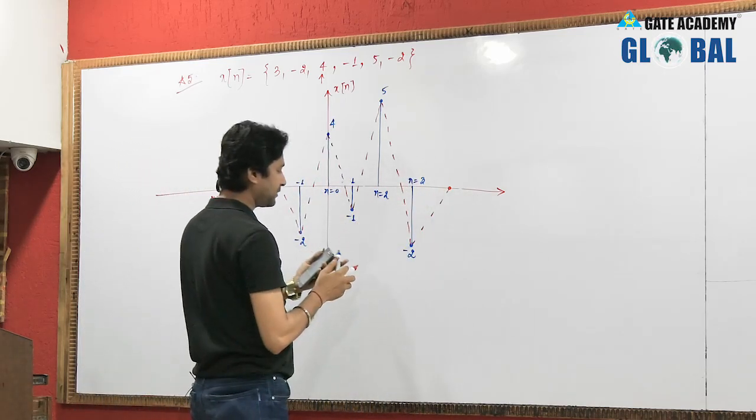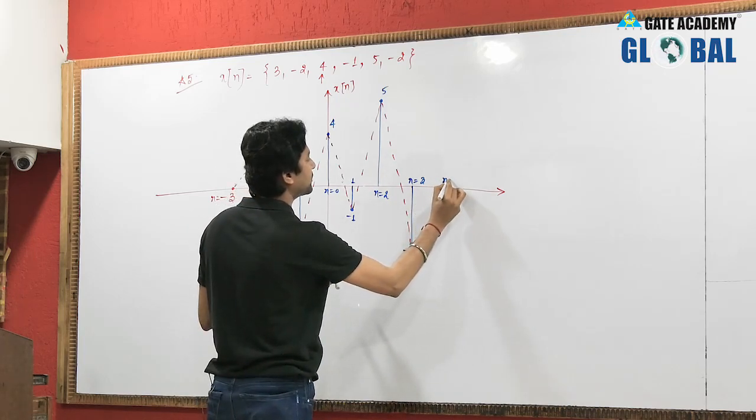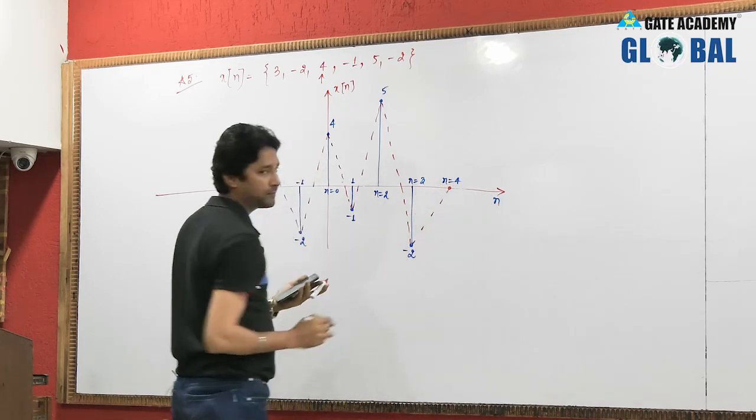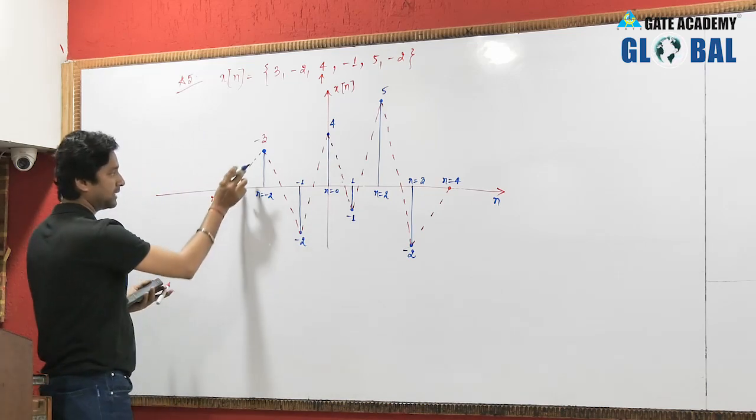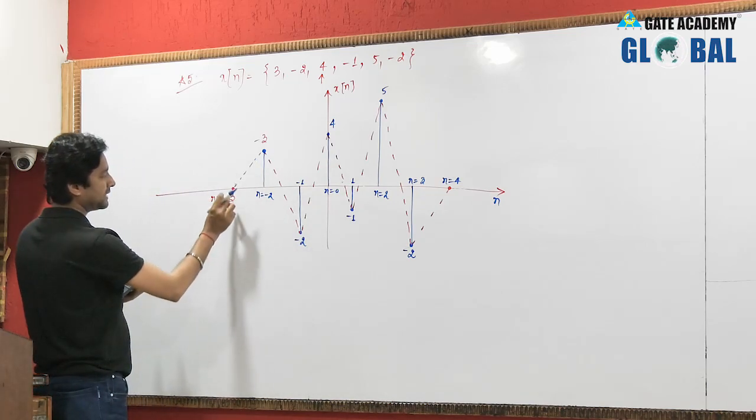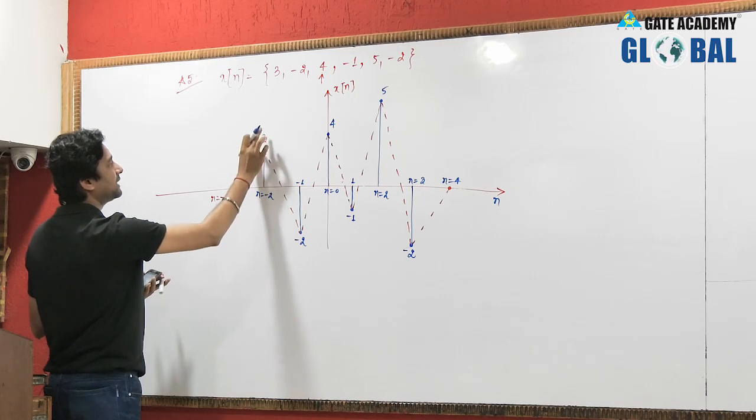So if this point is n = 3, then this point will be n = 4. It is the axis of n. Now if you try to mention the slope of each signal, then here from 0 to 3, it is plus 3.